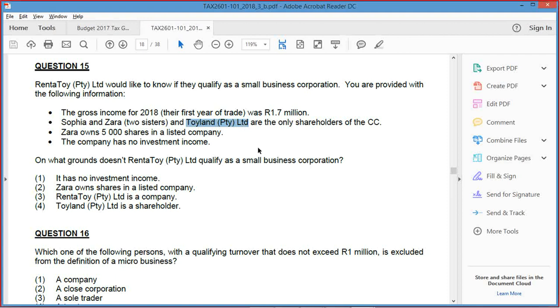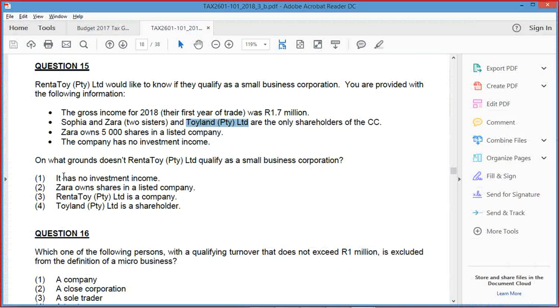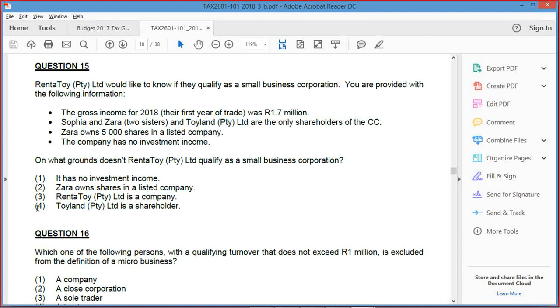If they're a juristic person, if you look at the SBC requirements, you'll see that they actually talk about natural people there. I just want to bring this up. What question number was that? Question 15. 15's answer was 2 or 4. Why 2 or 4? Well, 4 is looking at a shareholder. That's a problem. On what grounds doesn't Rent a Toy qualify? They don't qualify because they own shares, they're a juristic person.